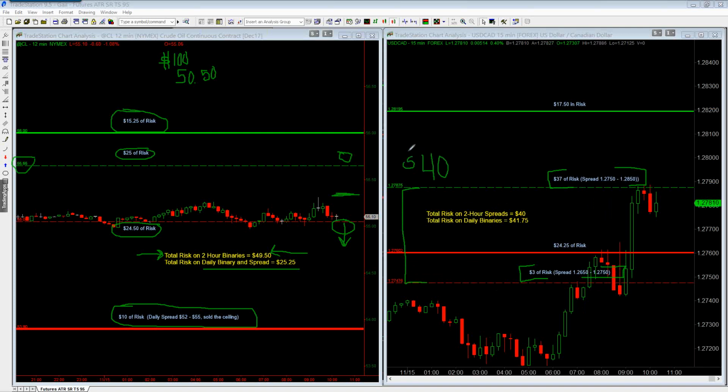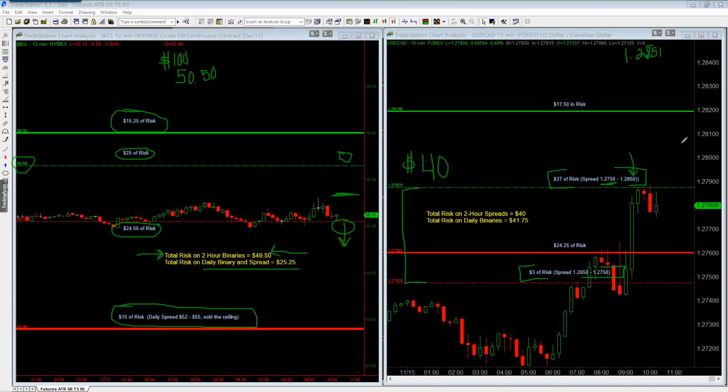Okay? Now, the only limit on the spreads, in this case, I bought the floor, which is the number on the left. So the number on the right is where it limits the profit. Does everyone understand that? In other words, if this goes all the way up to 1.2851, then you have made the maximum on that spread.